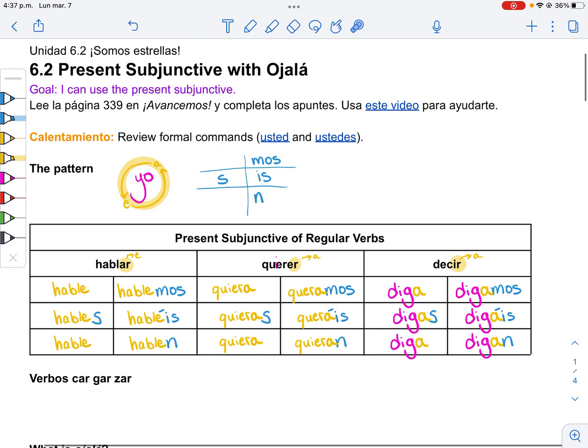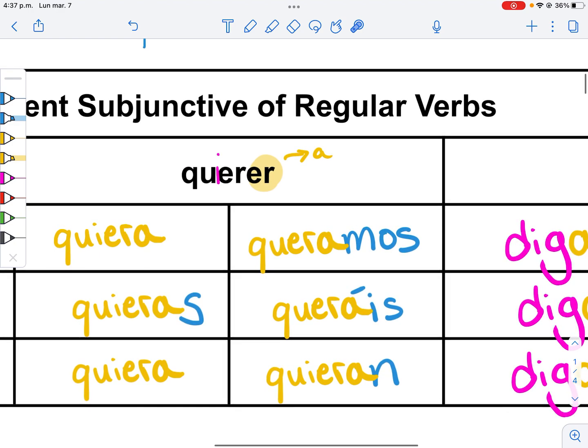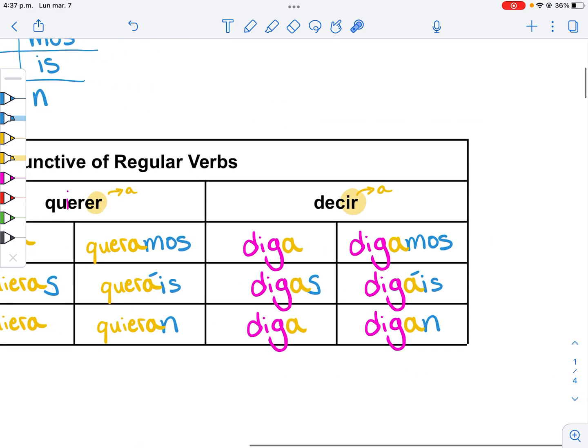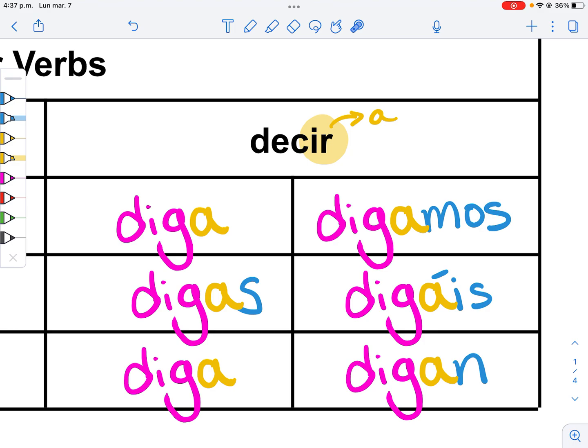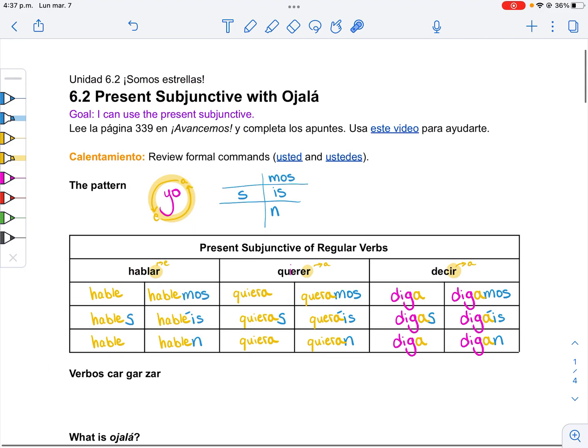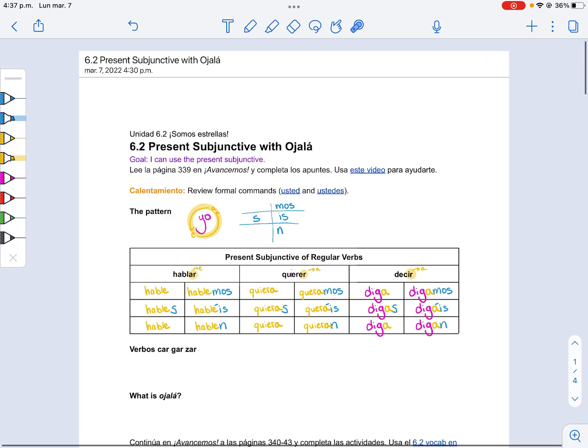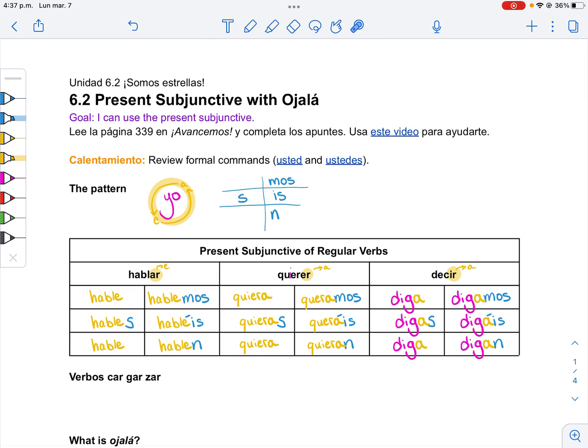So isn't that lovely? That way, you don't have to worry about stem changers. Just look at the yo form. You don't have to worry about memorizing all of the irregulars. You can just use the yo form. So that's super duper helpful.